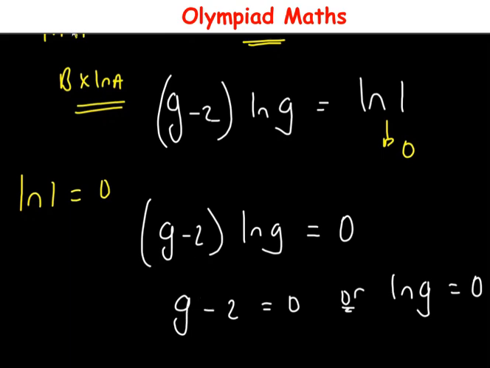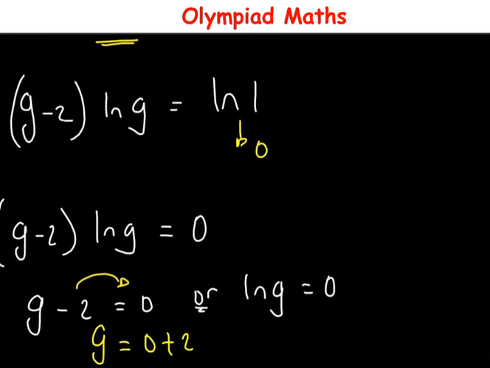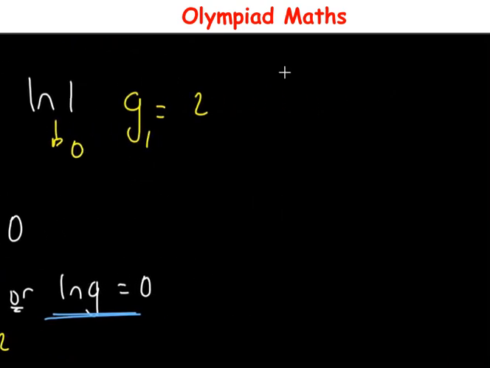Now, from here, move minus 2 over to this side. g is equal to 0 plus 2. And with this, the value of g is equal to 2. This is the first solution that we got for the value of g. Now, we can also get the other values of g from this other equation. So we have ln g equals 0.